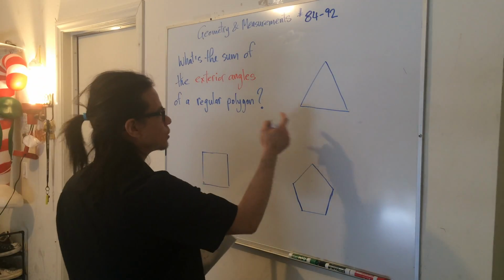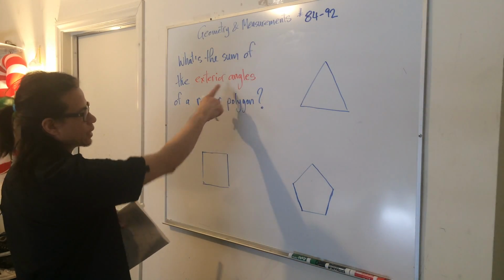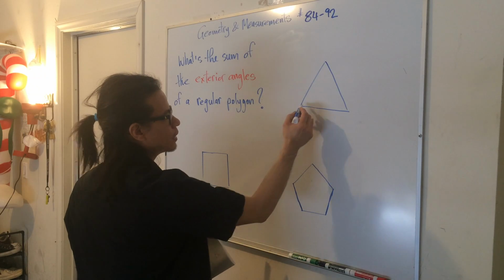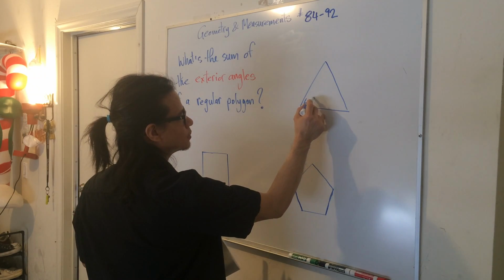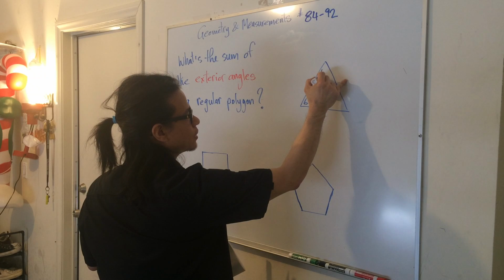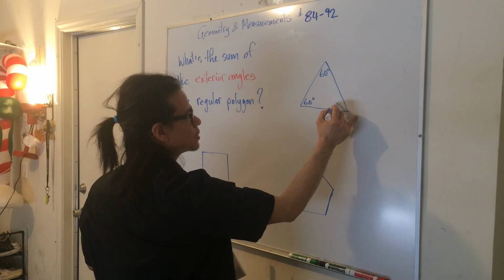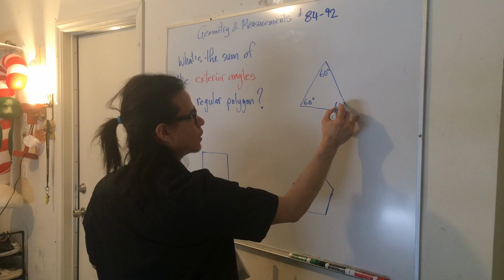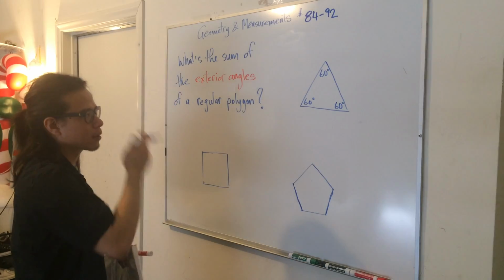Before we even look at the exterior angles, let's look at the interior angle. Let's say this is an equilateral triangle. You have each angle being 60 degrees, because you know that they all add up to be 180, right?